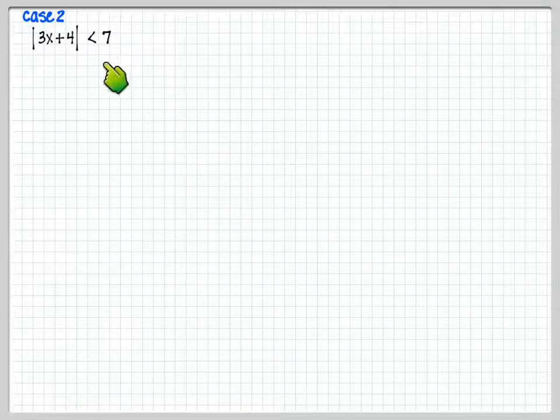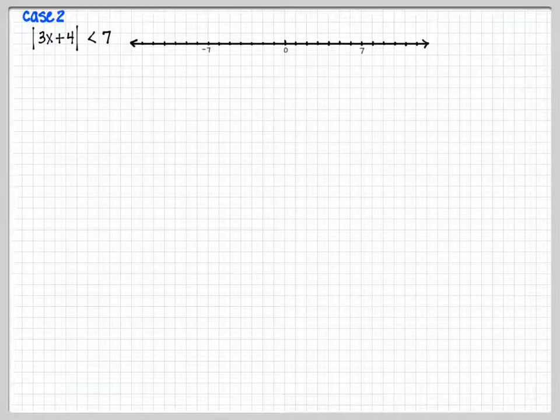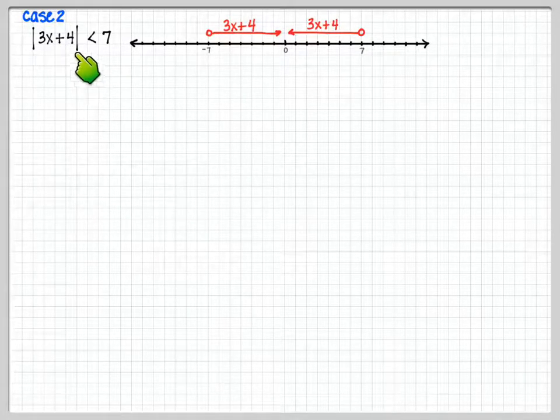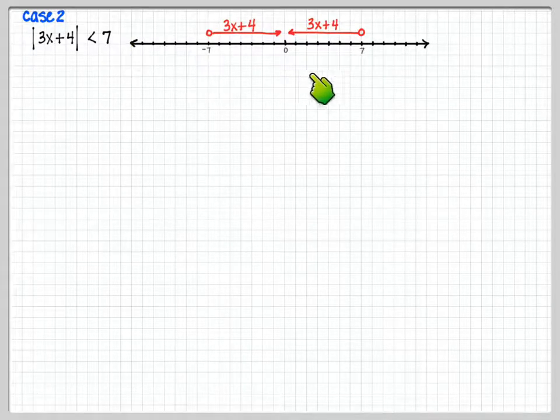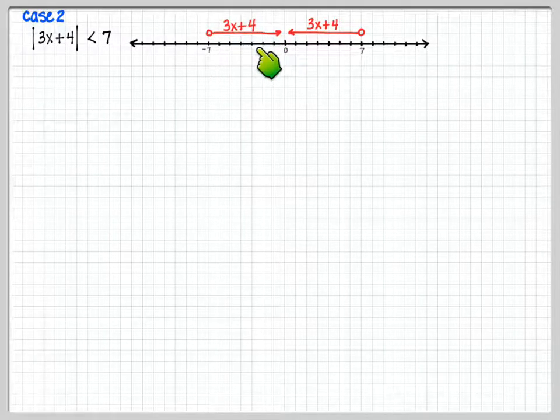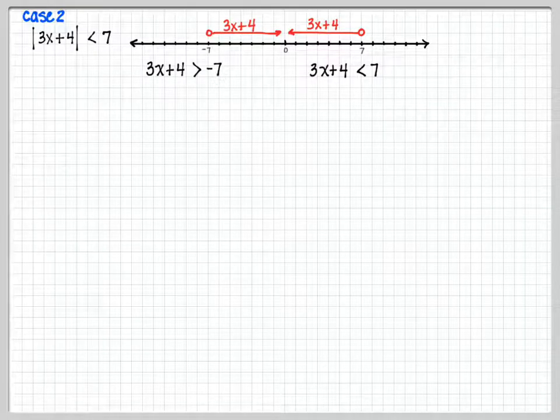The second case is looking at when absolute values are less than. And this is going to be less than, or we could be talking about less than or equal to. So first we need to define the problem. So once again, I'm just looking at this and saying that 3x plus 4 is less than 7 units from 0. So between 7 and 0, all of these numbers are less than 7 units from 0. And from negative 7 to 0, but not including negative 7, those also are less than 7 units from 0. So we can write an inequality statement.